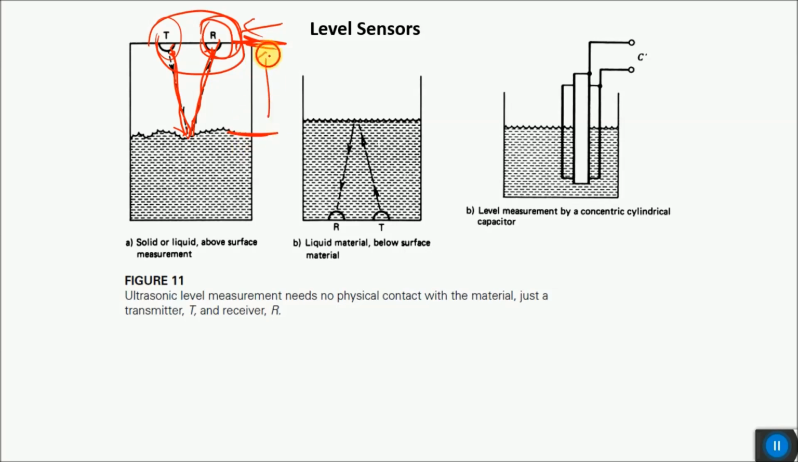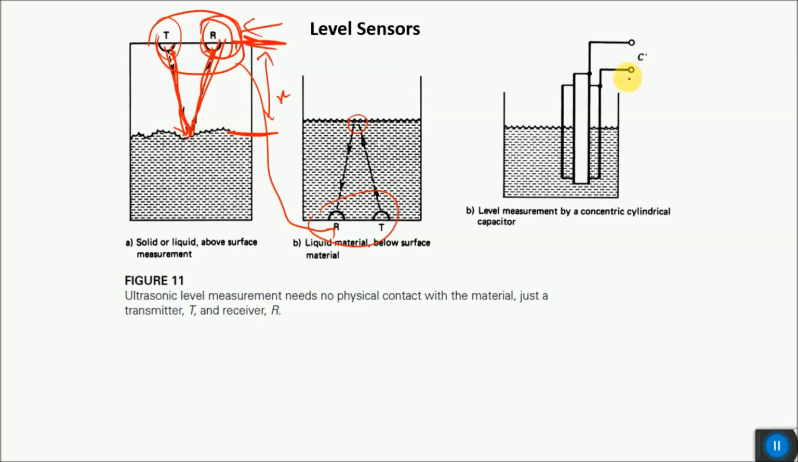So this distance x can be calculated based on two different approaches. The second approach is to put this transceiver inside at the bottom of that tank and use the same approach and use the phenomena of total internal reflection from the surface of that liquid. The third approach can be to use a concentric cylindrical capacitor to measure the level.